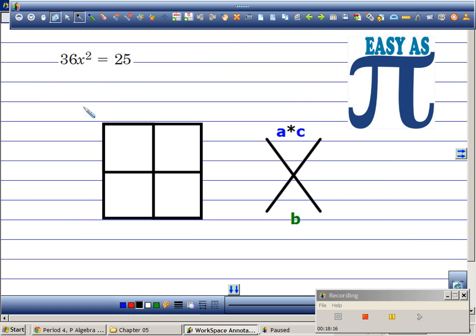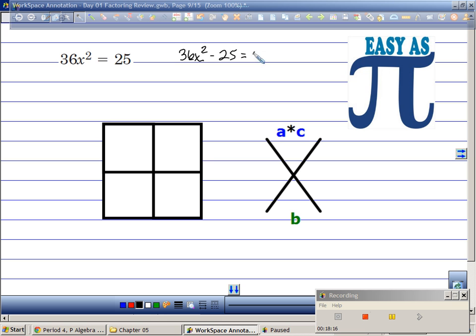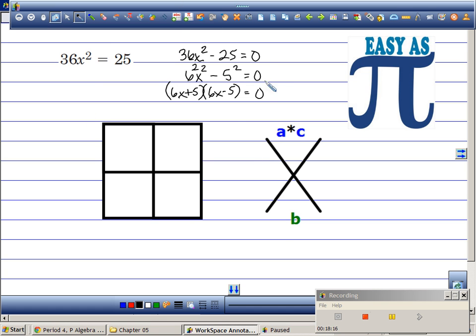Oh, what's this one? 36x squared minus 25. What did I say on that second step? Look for squares. Isn't this 6x squared and this is 5 squared? This is the difference of two squares. Oops, I forgot my square. So what goes in my first? 6x and 6x. And what goes in my last? 5 and 5. And plus and minus. You guys remember that? Difference of two squares? If not, we need to really go over this after school because this will save you a lot of time.